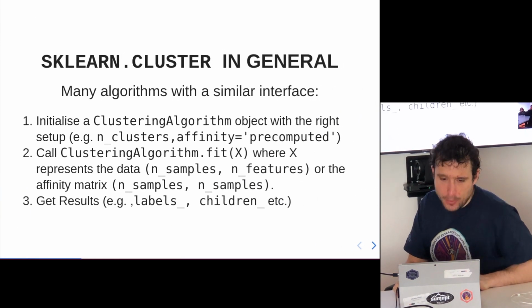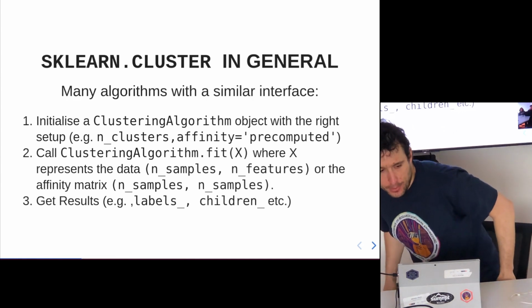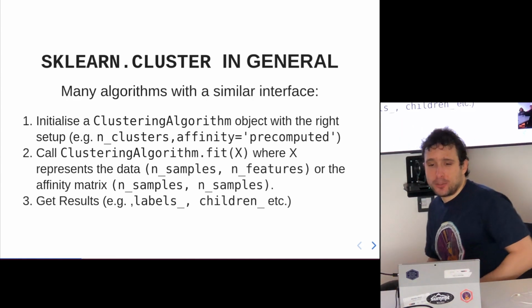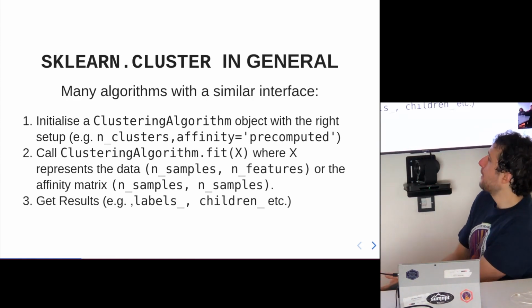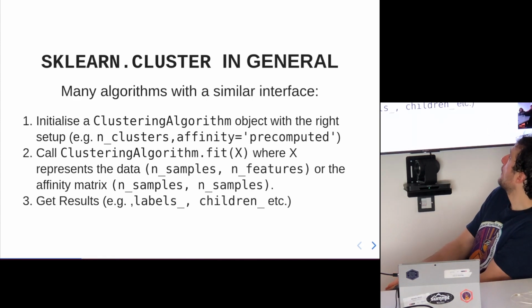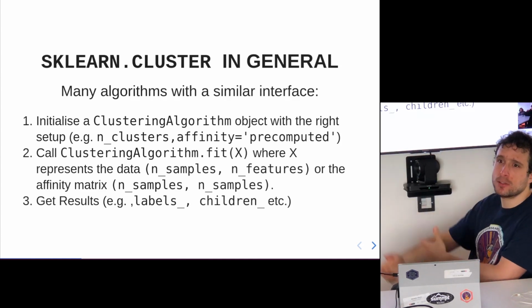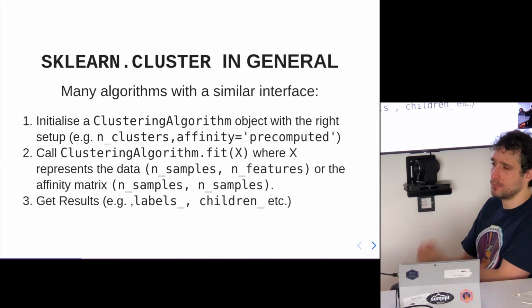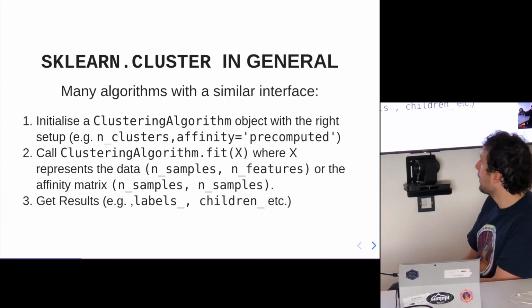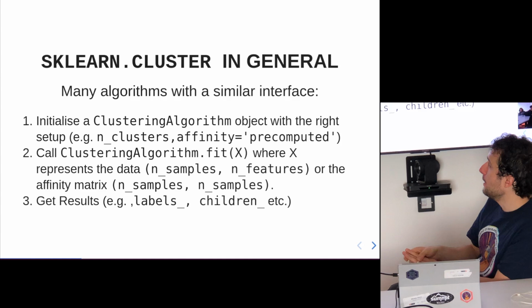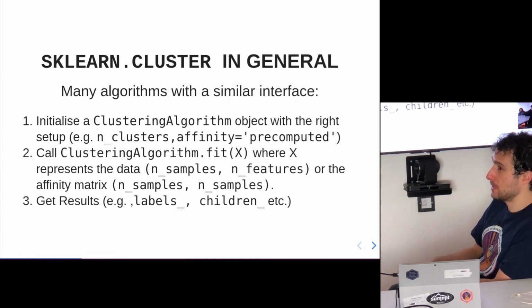Anyway, moving on. So, what about this library, scikit-learn.cluster in general? It contains a lot of algorithms which have a similar interface. The usual way of using it is to just initialize a clustering algorithm object, where clustering algorithm could be k-means or spectral clustering or whatever, with the right setup. So, for some of the algorithms, you have to specify the number of clusters you want. This is also one thing to discuss.